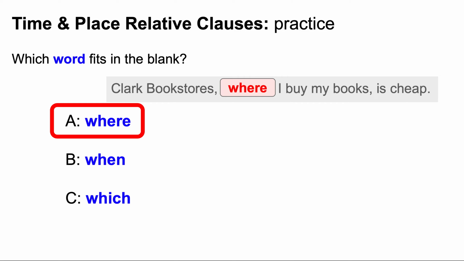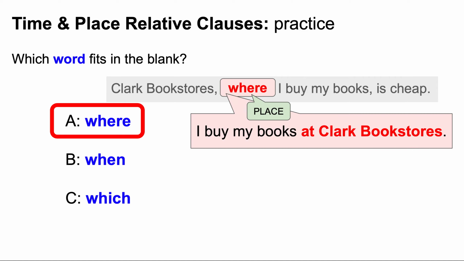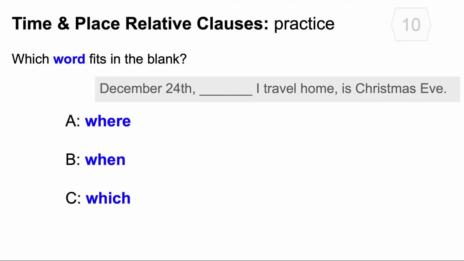Clark Bookstores, where I buy my books, is cheap. Where I buy my books is a place relative clause. That is, I buy my books at Clark Bookstores. At Clark Bookstores is a place. Next.